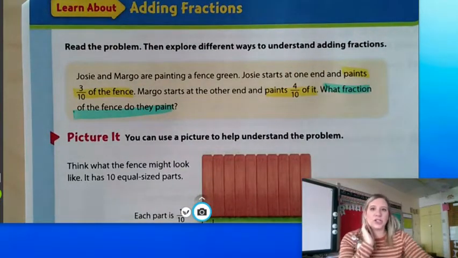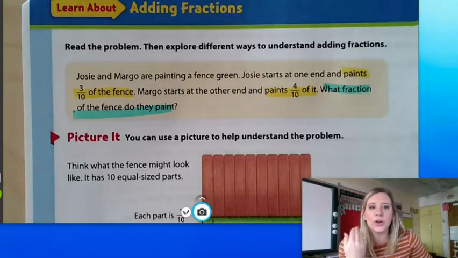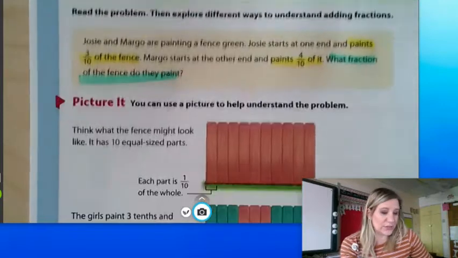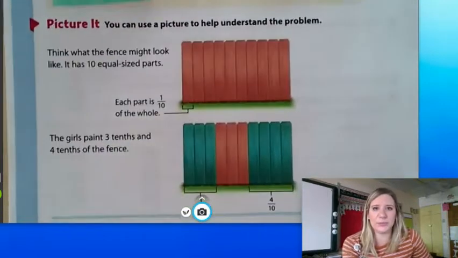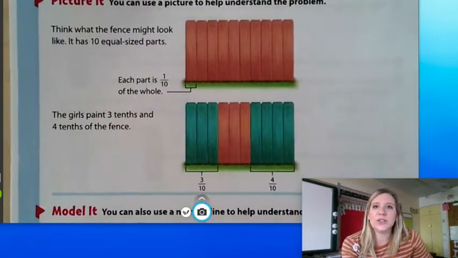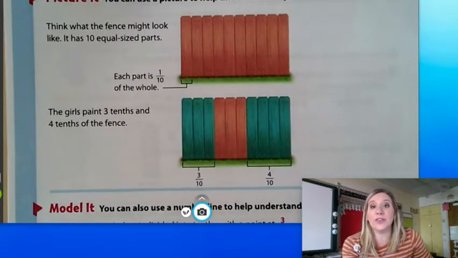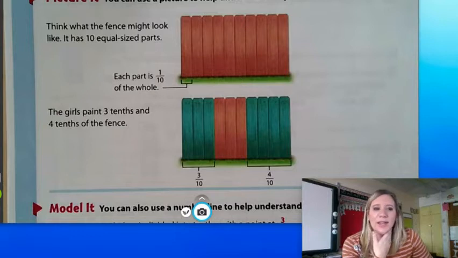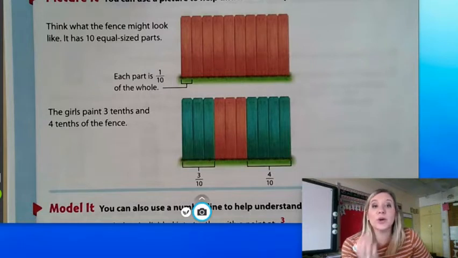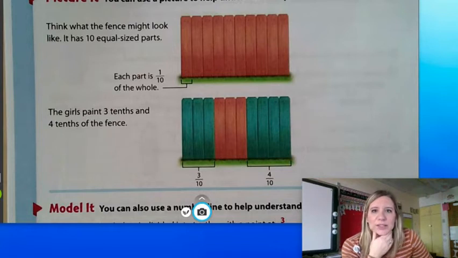So if we look at the picture, for the skill of adding fractions, there are some strategies. First is to picture it, similar to some of the things we've been doing. So you can use a picture to help you understand. If they have their fence right there, and 10 is the denominator for both of the fractions in the problem, we're going to say that the fence has 10 rails in it for its whole.